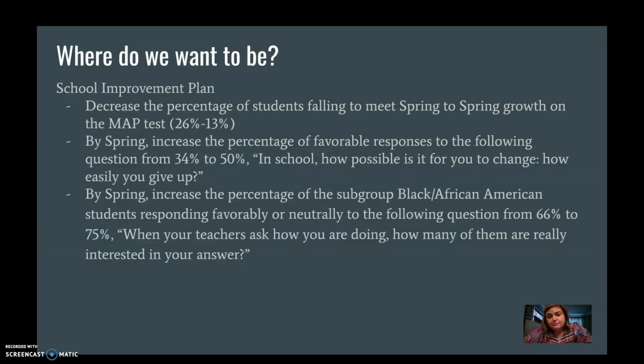Then our social emotional goals: to increase the percentage of students that respond favorably to the question, "How possible is it for you to change how easily you give up in school?" Right now, only 34% of our students think it's easy to change how they give up, and we want that to be up to 50%. And then our subgroup of Black African American students, we would like them to respond more favorably to the question, "When your teachers ask how you're doing, how many of them are genuinely interested in your answer?" Right now, only 66% of our Black African American population believe that's true, and we would like it to be 75%. So that's kind of where we would like to be, all the way from where we have come from.